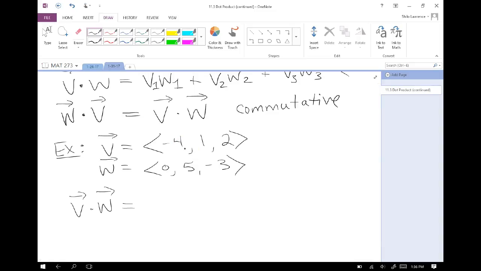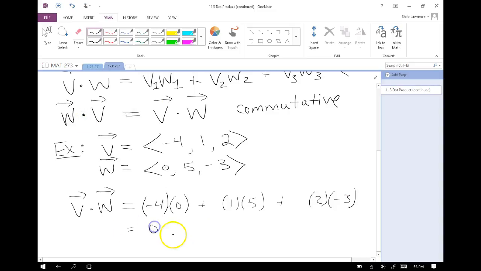So for v dot w, we've got 3 multiplications to do. We've got to do -4 times 0. Both of those are x components. We've got to do 1 times 5. And we've got to do 2 times -3. And then add these results. So we get 0 plus 5 plus -6, which is -1.